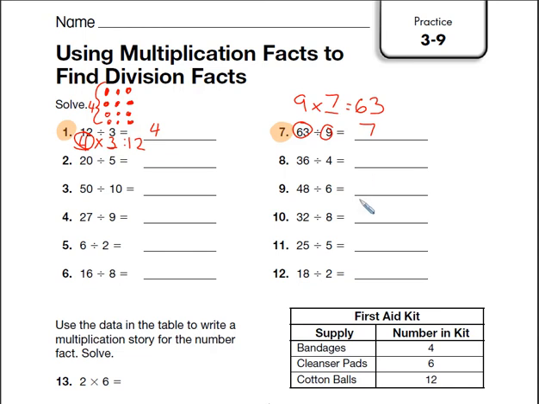Let me do one more with you, and then we'll be done, and you can go ahead and do the rest on your own. I'll do an easy one for you, number 5. 6 divided by 2 equals blank. Well, the multiplication problem would be 2 times blank equals 6. So what do we have to multiply 2 by to get 6? Well, we can count by 2's. 2, 4, 6. What did we multiply it by? 3. So 2 times 3 is 6. 6 divided by 2 is 3.